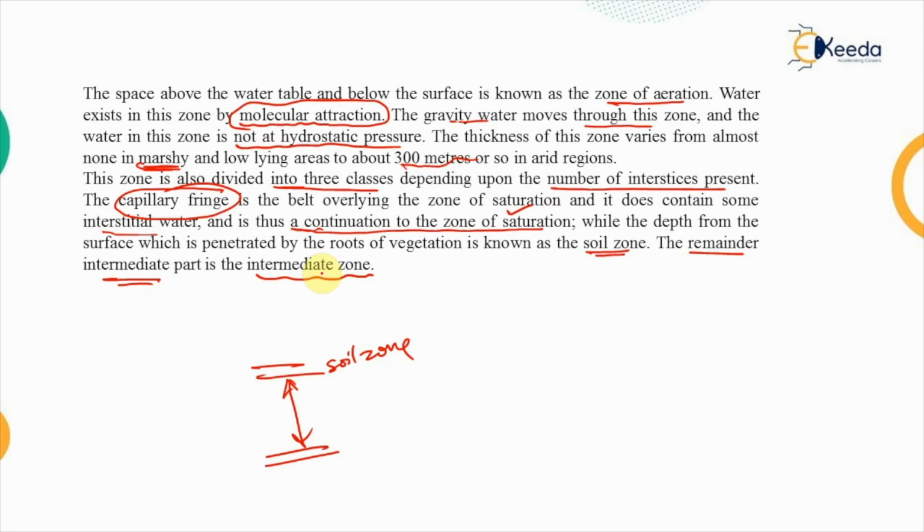Now in the next video, we will look at the occurrence of groundwater, in which we will look at the different parameters which help us in identifying whether the water will be available below an area or not.